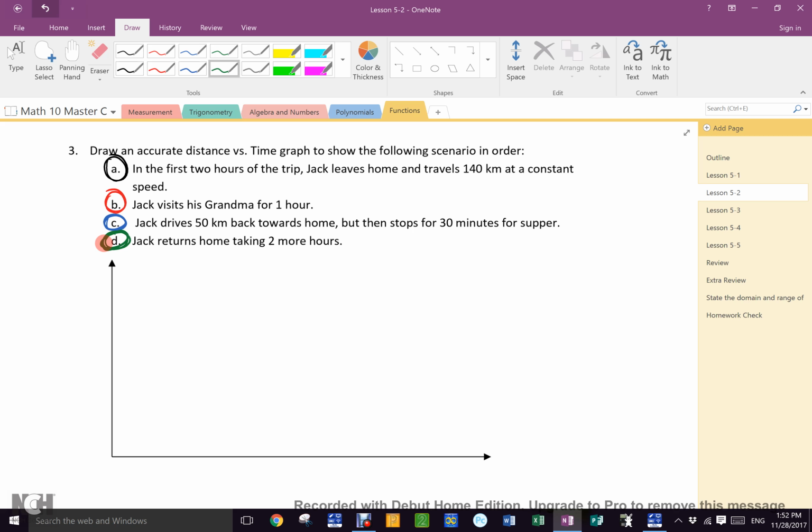Okay, so I'm going to use 4 different colors because there's 4 different stages of the trip, yeah? First of all, I have to decide how I'm going to graph this. What is going on the x-axis? Time, because time is independent. So I'm going to put time down here. And as my good friend Sam said, he's going to break it into hours.